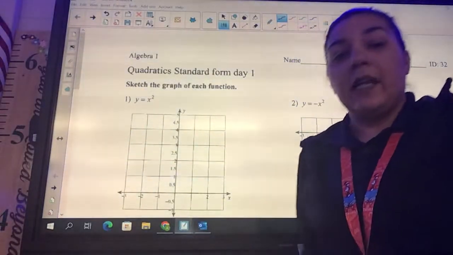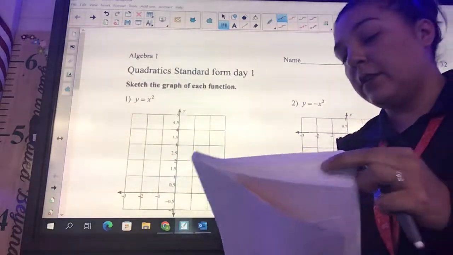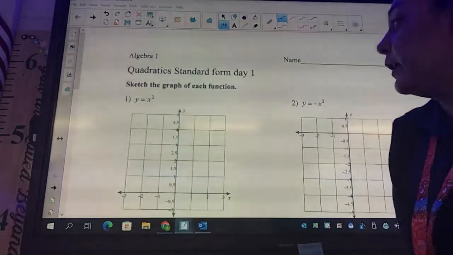Good morning, peeps. Happy Wednesday. Today we're going to start on quadratic standard form day 1. So if you haven't figured out already, I'm not here.